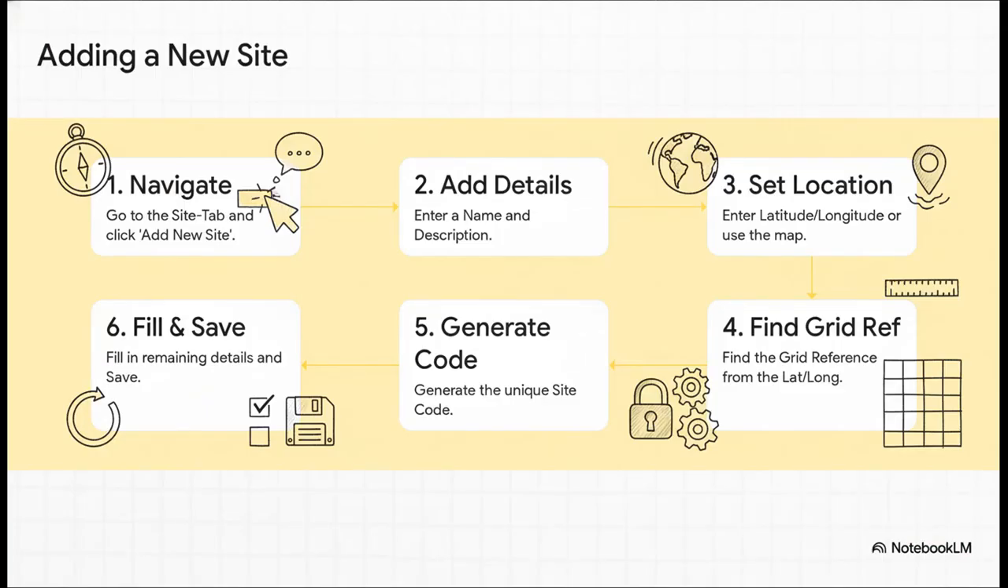Now, adding a new site has a few more steps, and that's because we need to make sure all the data is perfect. You'll need to enter the name and description, plug in the latitude and longitude, or just use the map, find the grid reference, generate that all-important site code, and then fill in the rest and save.